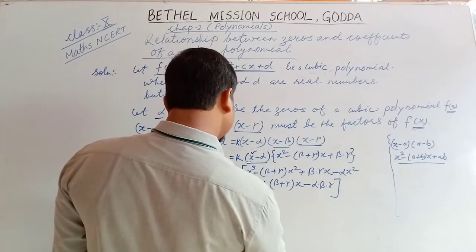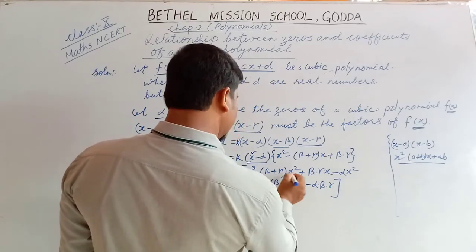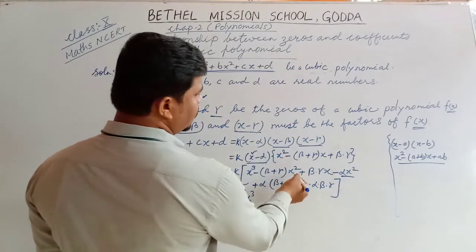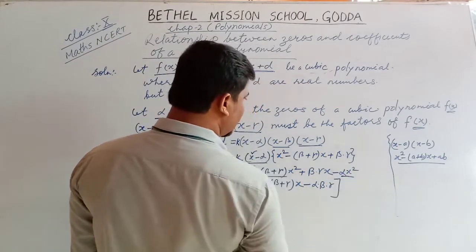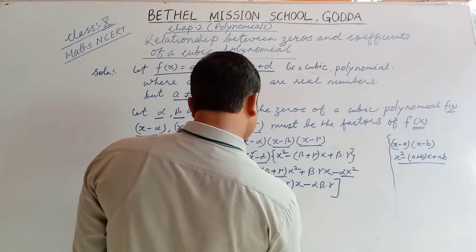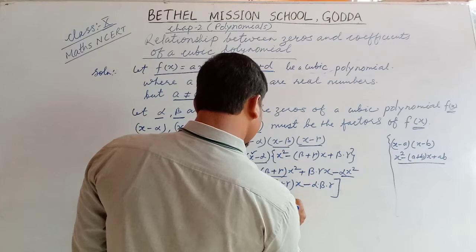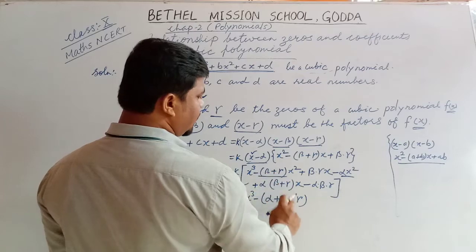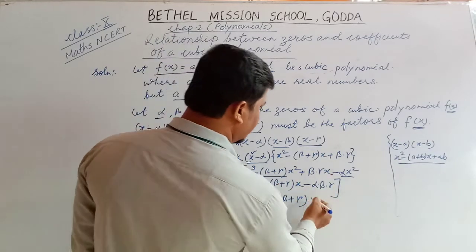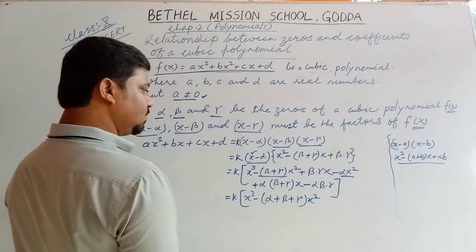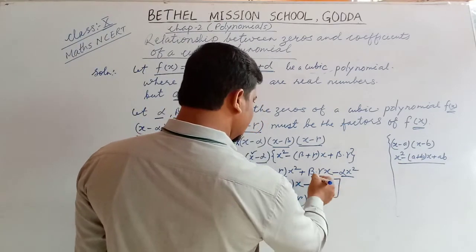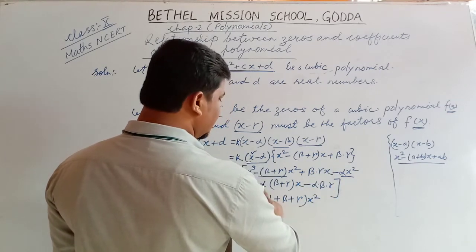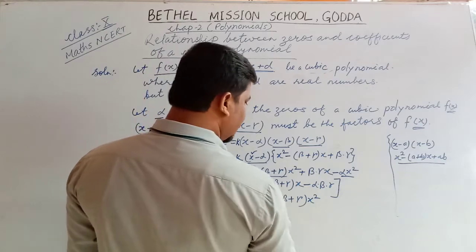k into x cube, and here will be x square, and here also x square. So from these two terms we will take x square common, and inside the bracket there will be minus alpha plus beta plus gamma. From here we are getting alpha, and from here beta plus gamma, and minus is outside, and x square is common. After that here beta into gamma x, and here alpha into beta plus gamma.